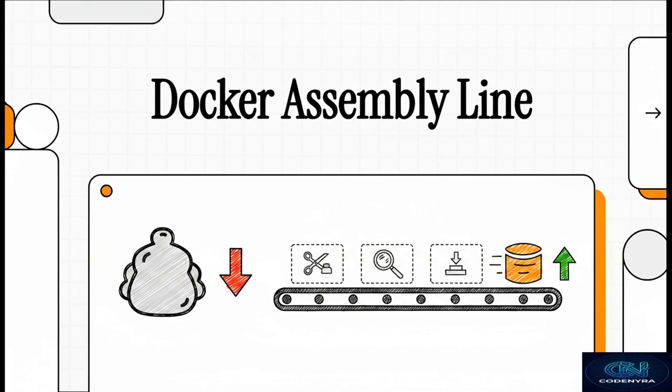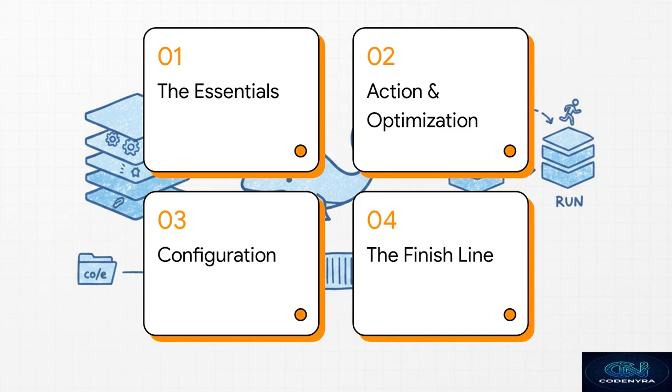We're going to treat it exactly like a high-tech manufacturing blueprint, where every single instruction is a crucial step on an assembly line. Let's transform those slow, bloated images into highly optimized containers. Here's the game plan for today. We're moving through 4 critical phases. First, the essentials for setup. Second, action commands and layer optimization. Third, wiring it up with configuration. And finally, the finish line, execution.